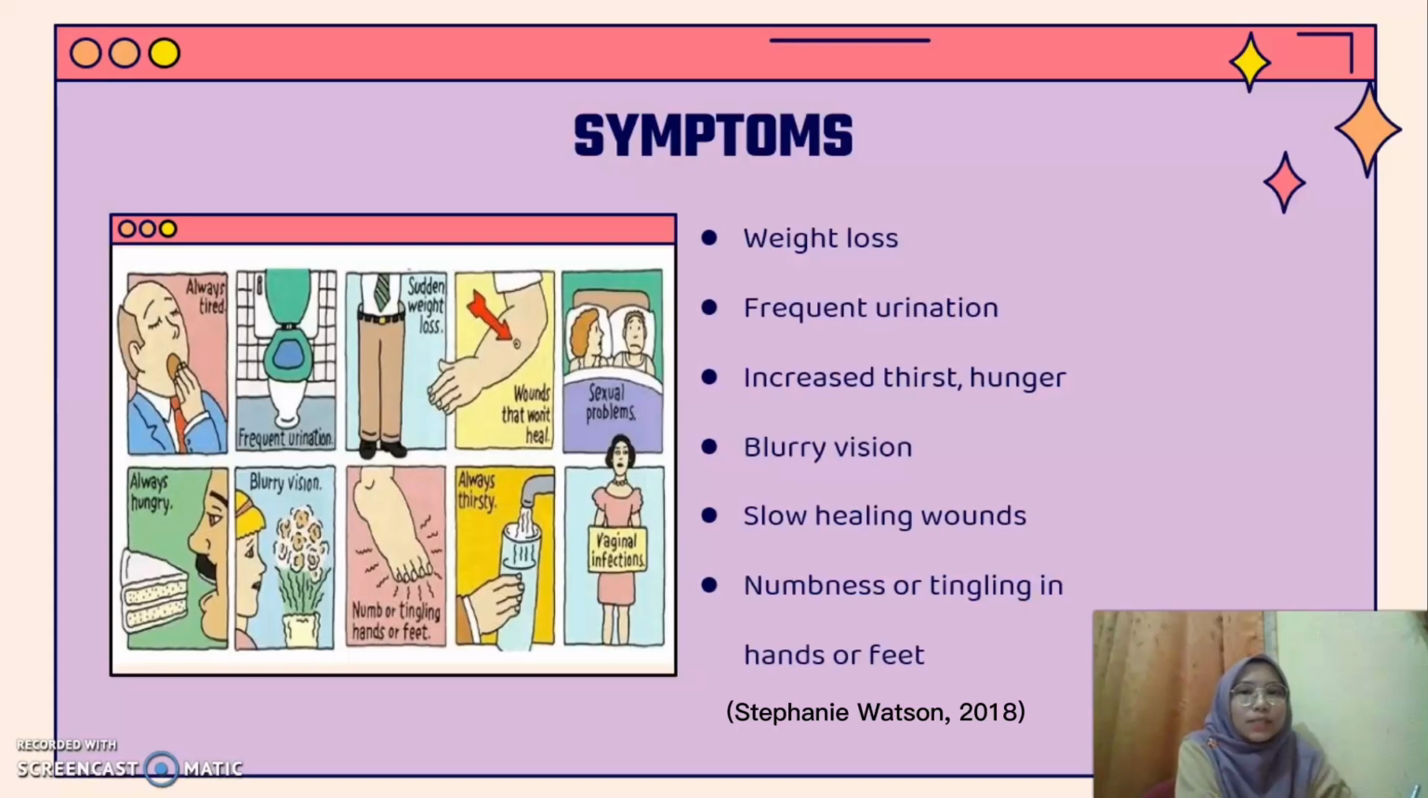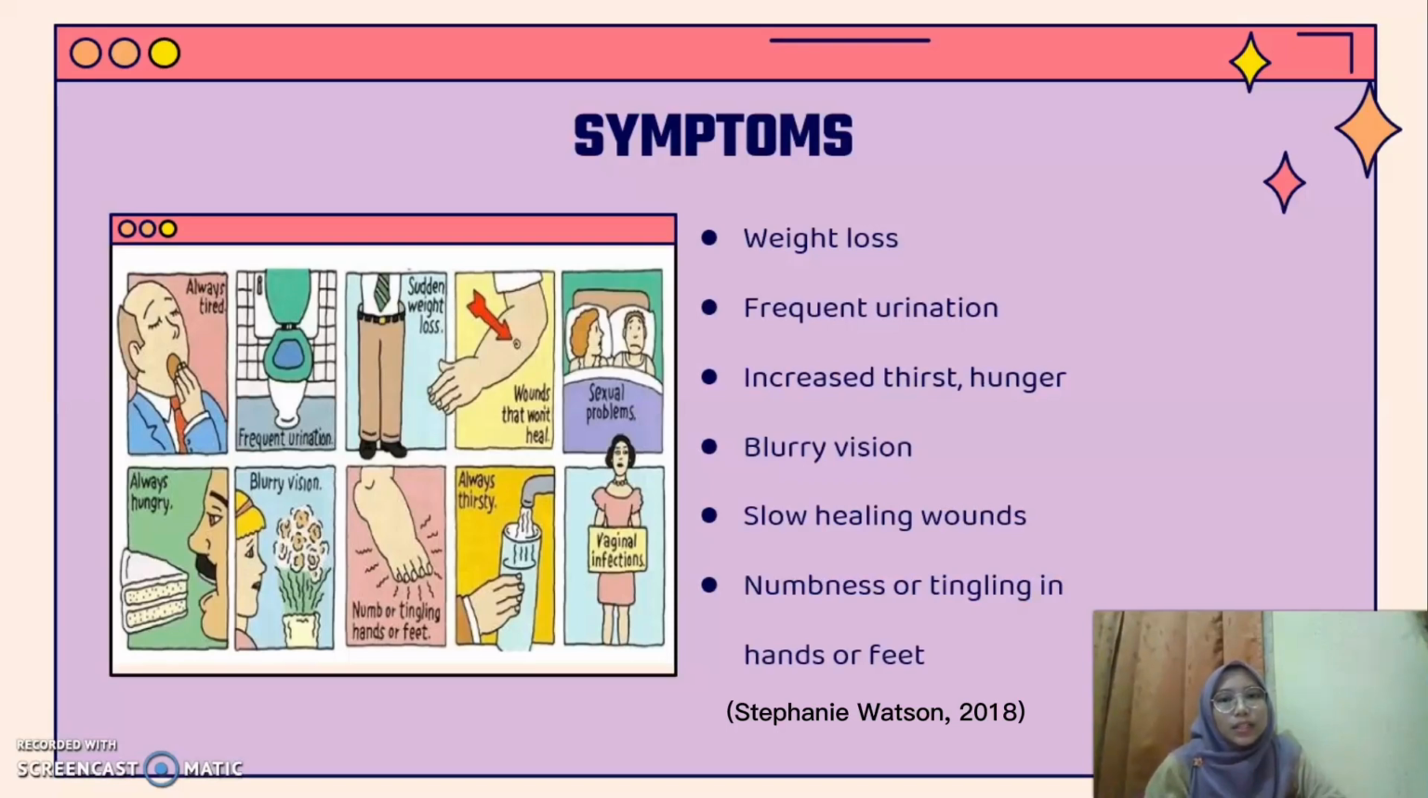And the second one is frequent urination. This happens because the level of your blood sugar is too high. The third one is increased thirst. Because you are urinating more often, you may feel dehydrated and thirstier than usual.